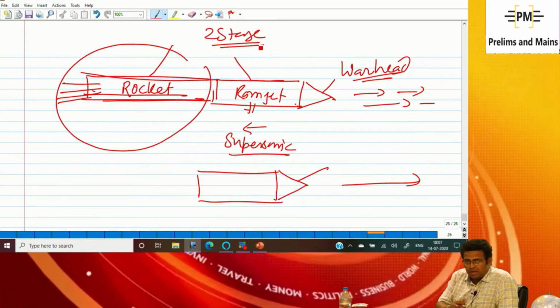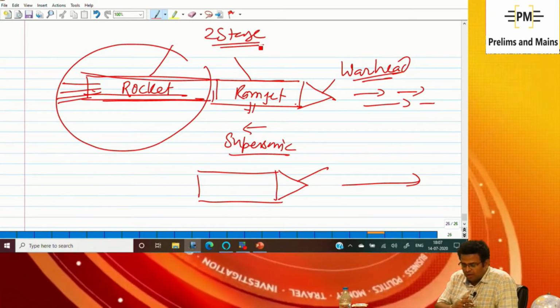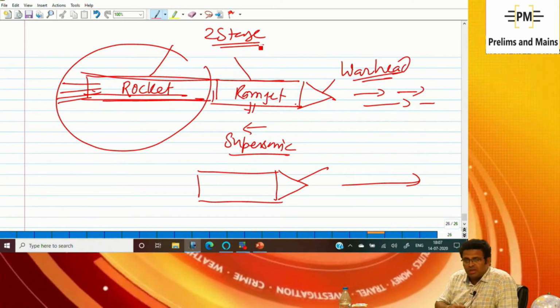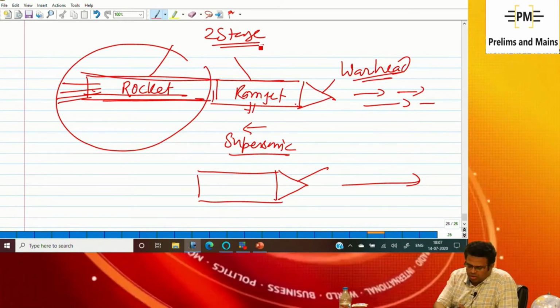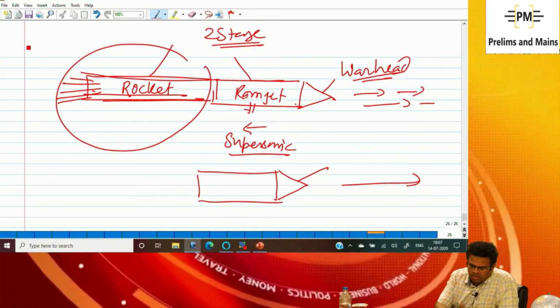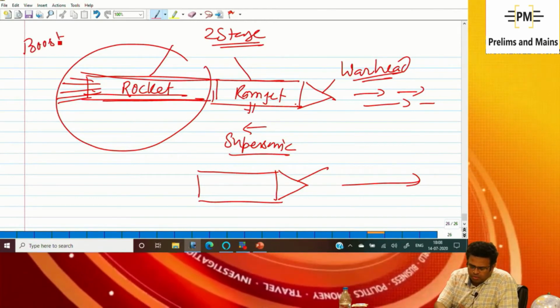And the rocket is making the thrust, and it started moving fast, and the ramjet thereafter keeps on moving. So till the rocket is moving, it is known as the boost phase.